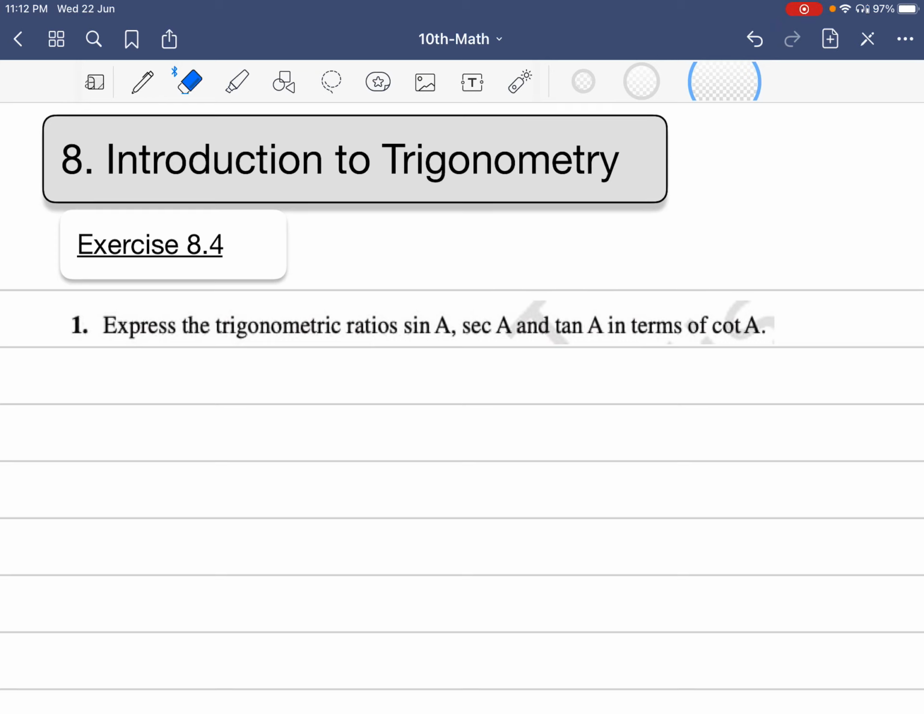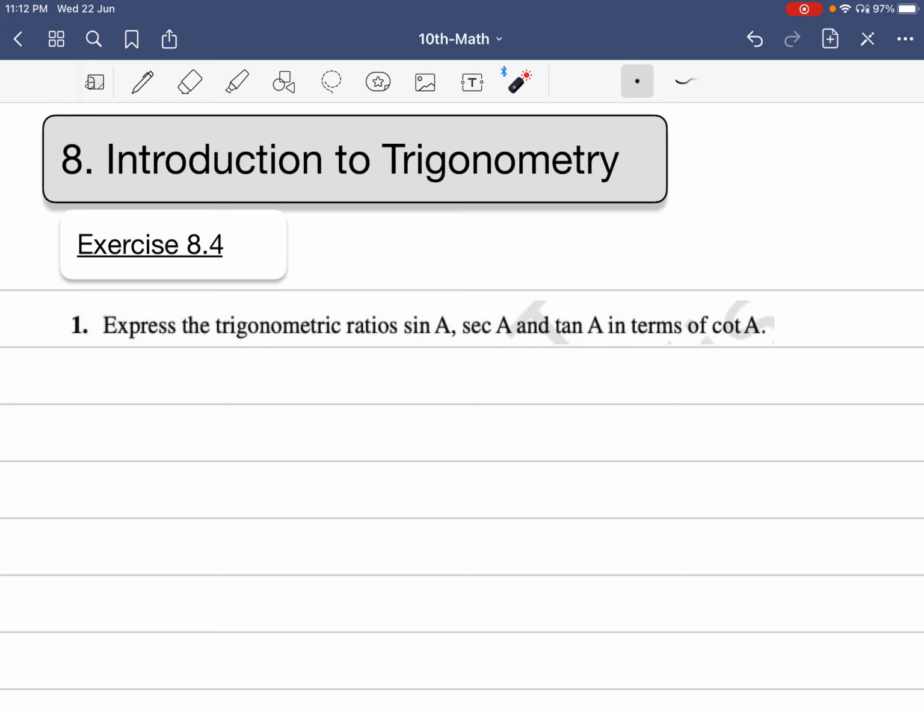So in this video, we're going to see exercise. We're going to discuss exercise 8.4, and here we have problem number 1. Let's read what the problem is. Express the trigonometric ratios sin A, sec A, and tan A in terms of cot A.